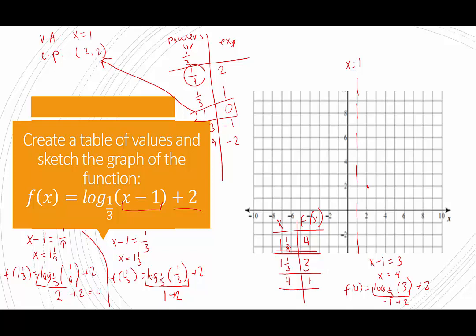Okay, and then last but not least, we want to have the argument be 9. So x minus 1 equals 9 means we need to plug in 10 for x. So lastly, we're going to plug in 10. Log base 1/3 of 10 minus 1, which is 9, plus 2. So this is saying 1/3 raised to what power is 9? Well, we know because we wrote the table there. It's -2, and -2 plus 2 is 0. So if we were to plug in 10, the output would be 0. All right, we're ready to graph this.